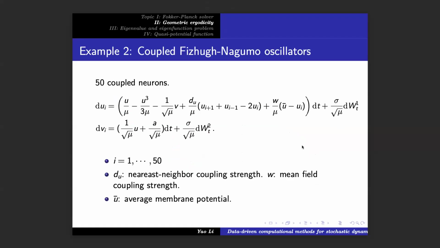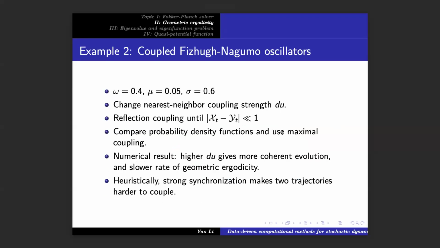And you can move to a lot of higher dimensions. So you can have 50 coupled neurons or coupled physical oscillators. And then you can say that, oh, I have 100 variables. It's basically not possible to study the spatially discretized operator. You have to use these probabilistic, data-driven tools. And then it turns out that the speed of convergence is still pretty fast. So I skip some details, just to talk about the big picture.